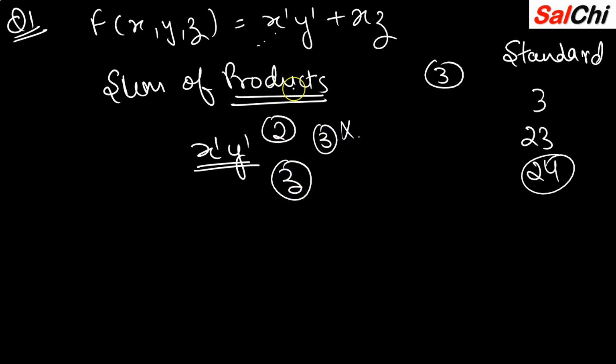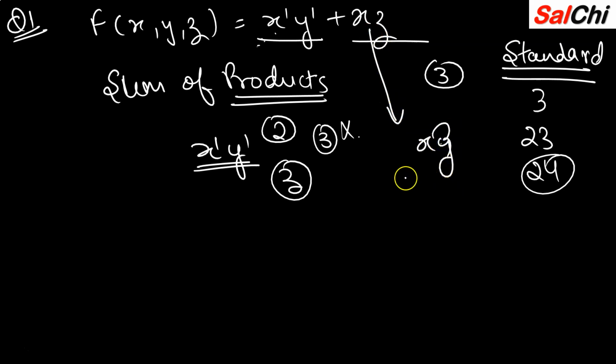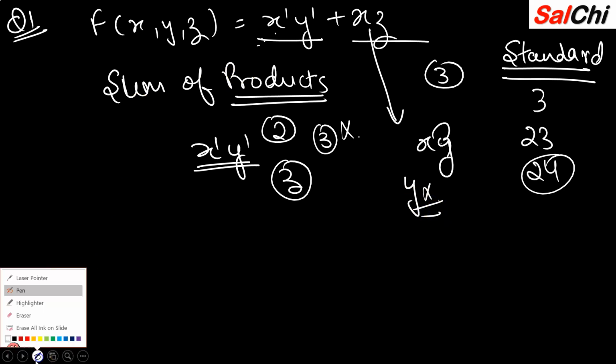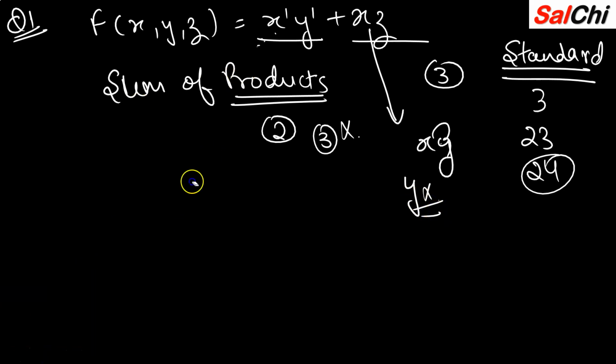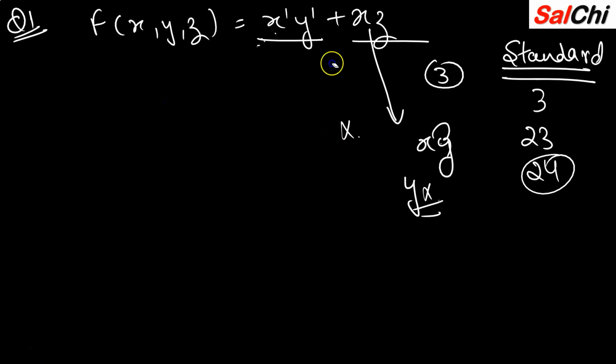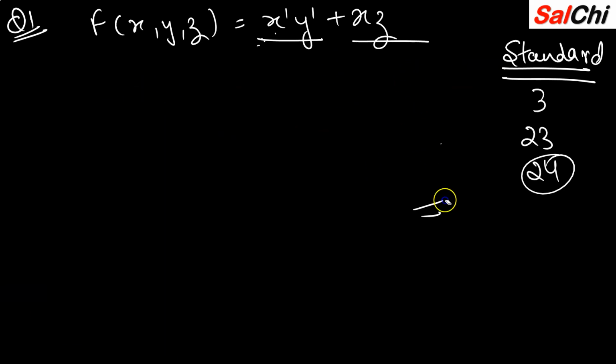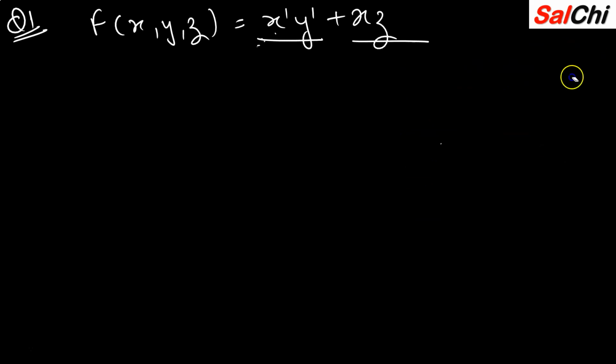So we have to make sure that we are converting into a standard one. All the 3 variables have to be there in the product. Here also this is not a standard form because it is only x and z, and y is missing. So this is the entire concept of converting an SOP into a standard SOP. I hope now you understand what a standard SOP is and what exactly an SOP is. Now let's see how to do this.